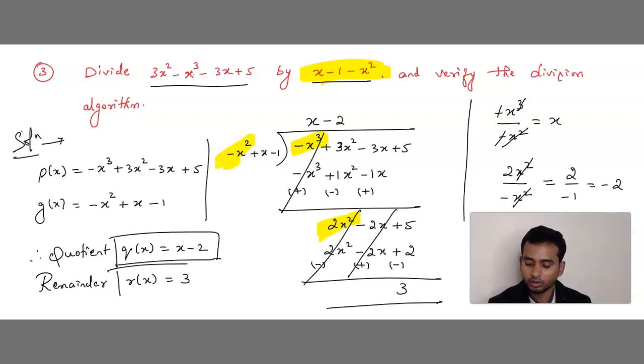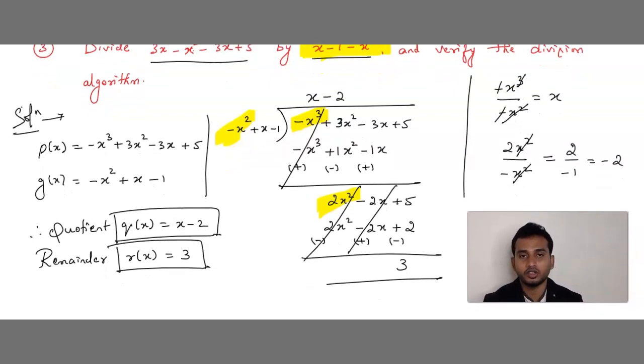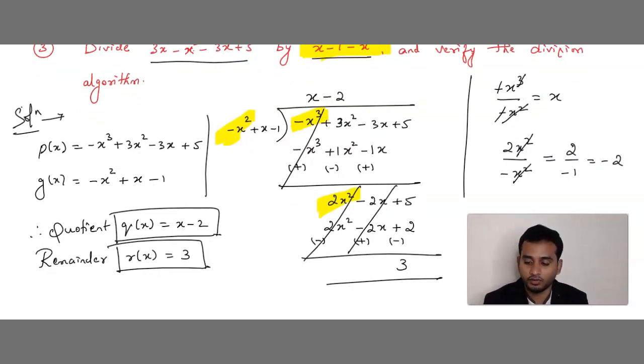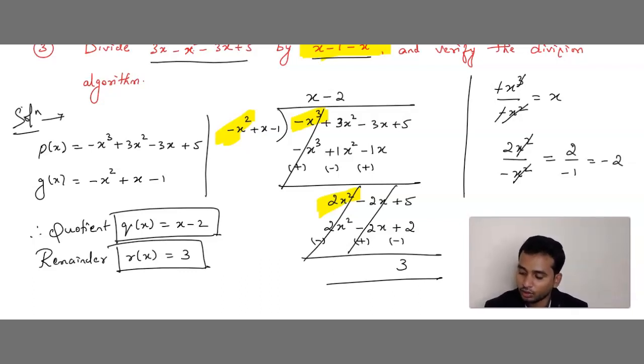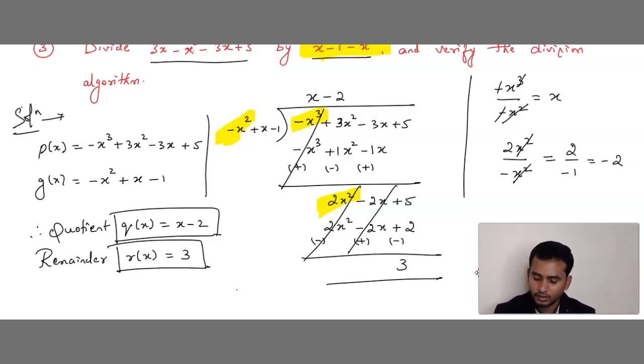So this is the quotient and this is our remainder. How is the problem? I hope you all have understood this. Yes. Now one more question was there: verify the division algorithm. We have to verify this. The answers we have got, are they correct or wrong? We need to verify. How to do the verification? I'll show you. Very simple steps.